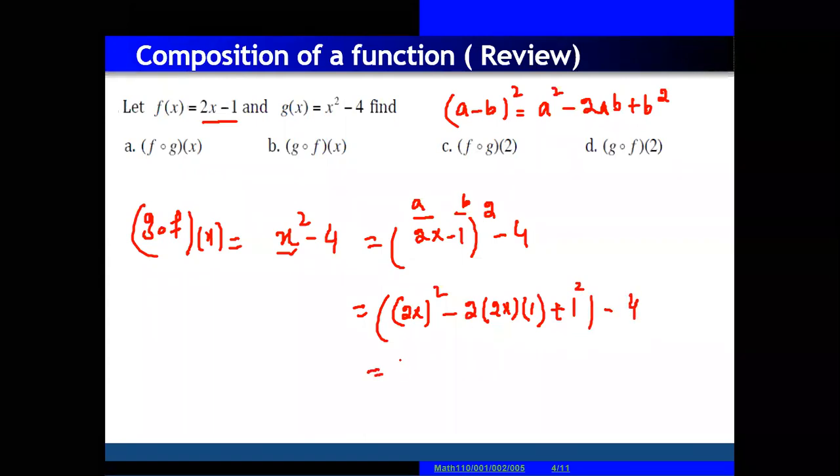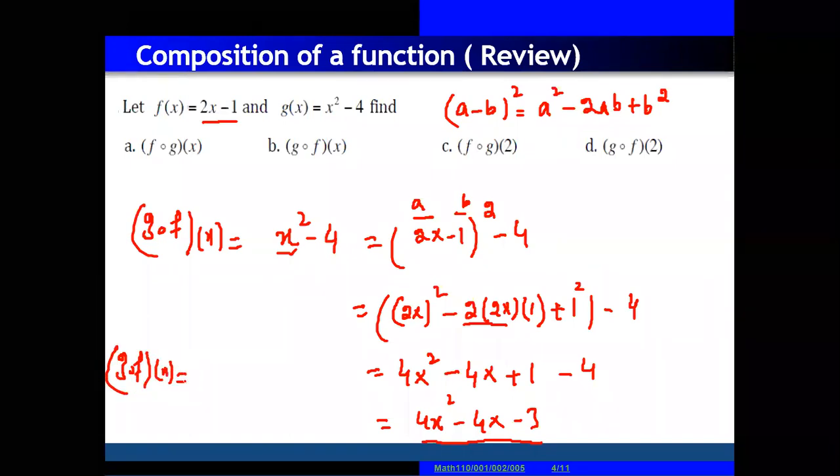So 2x square equals 4x square, 2 with 2x equals 4x, and plus we have 1. Outside we have minus 4. If you simplify this, 4x square minus 4x plus 1 minus 4 is equal to minus 3. So we get 4x square minus 4x minus 3. This is the composition of g with f.